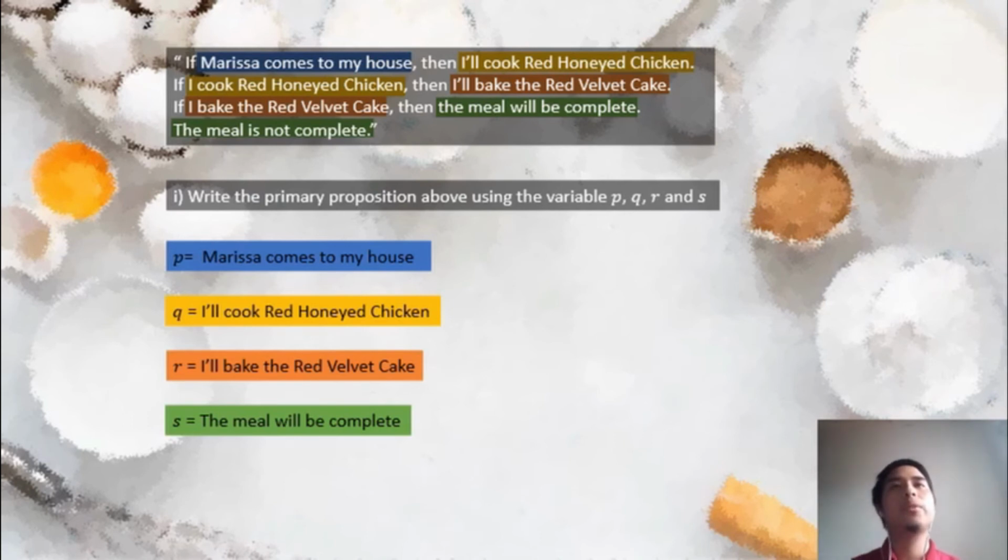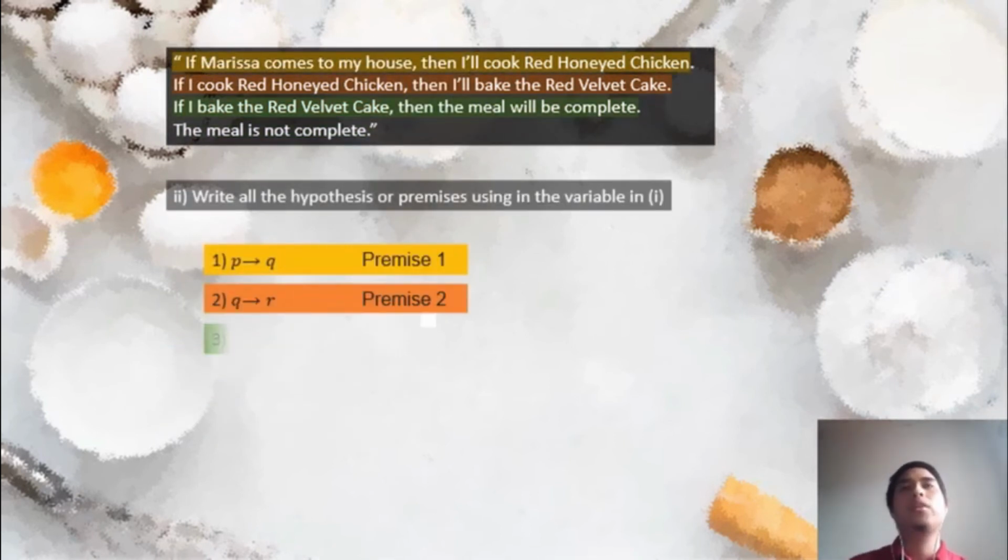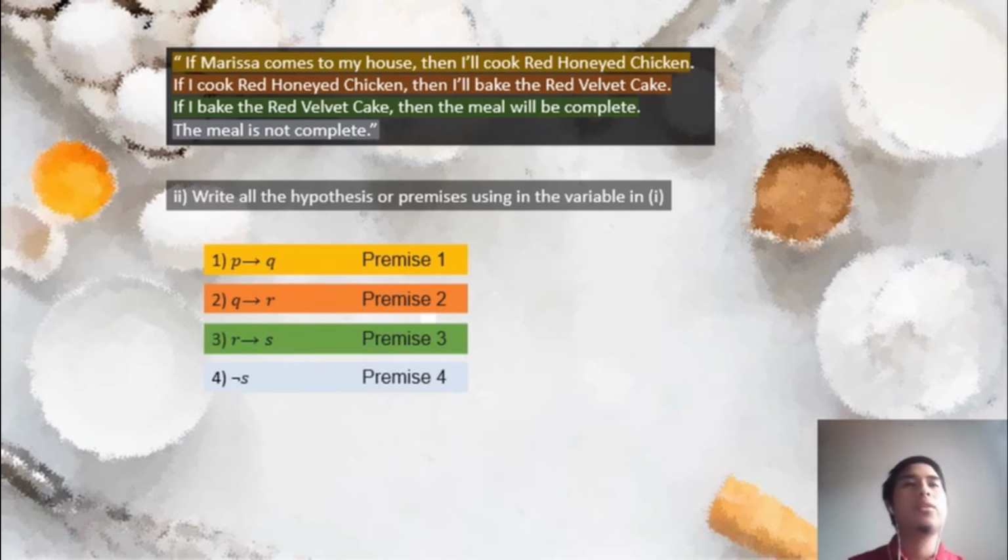So the variable P will be assigned to Marisa comes to my house. The variable Q will be assigned to I will cook a red honey chicken. The third one, R, will be I will bake the red velvet cake. The last one, S, will be the meal will be complete. The next question will be to write all the hypotheses or premises using the variables in number 1.